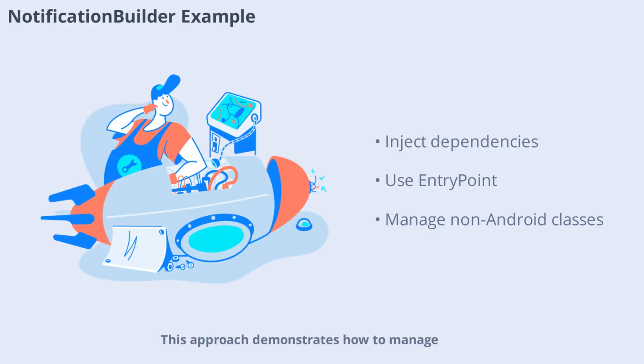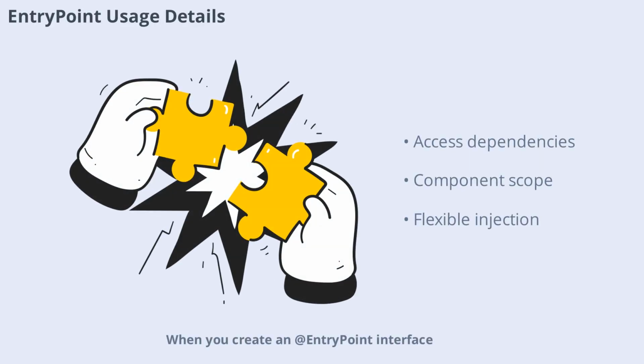This approach demonstrates how to manage dependencies in non-Android classes using Hilt. You create an @EntryPoint interface. It acts as a way to access dependencies within a particular component scope. The parameter you pass to entry point accessors, fromX, should be an instance of that component or an object annotated with that @AndroidEntryPoint. This setup allows for precise and flexible dependency injection, even outside standard Android components.